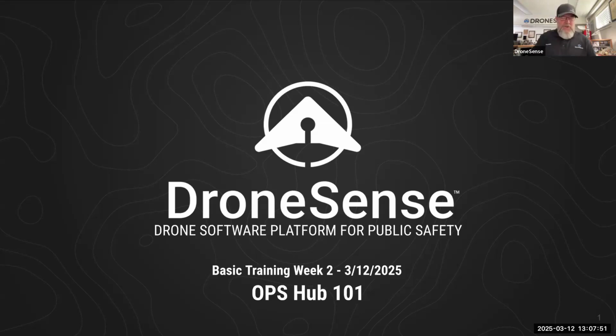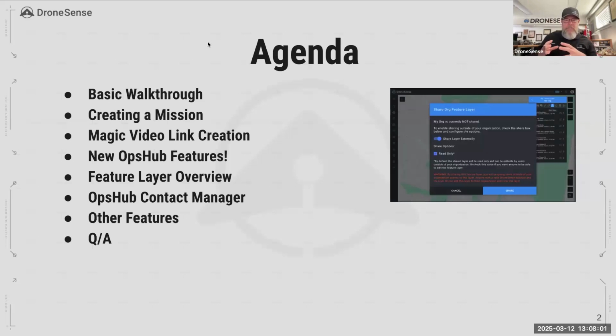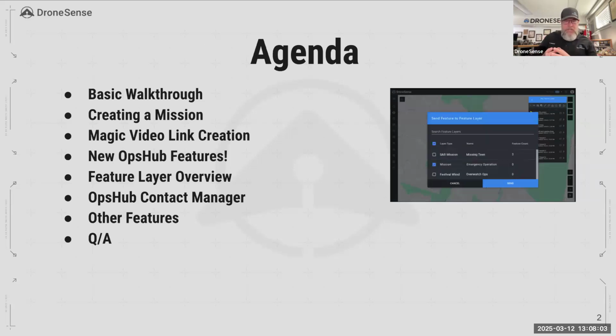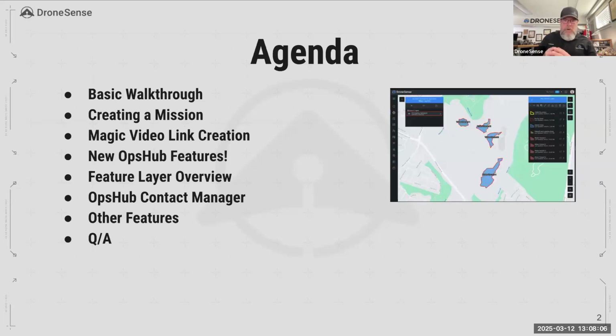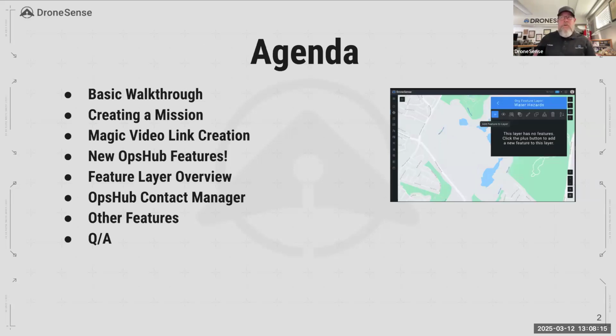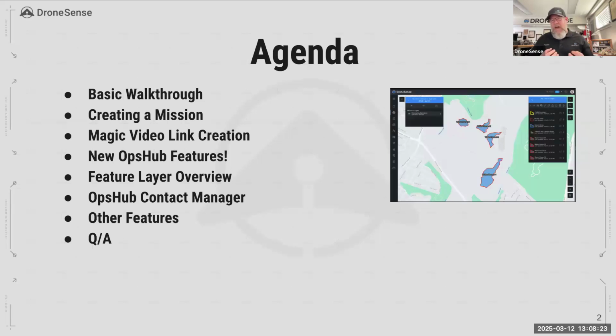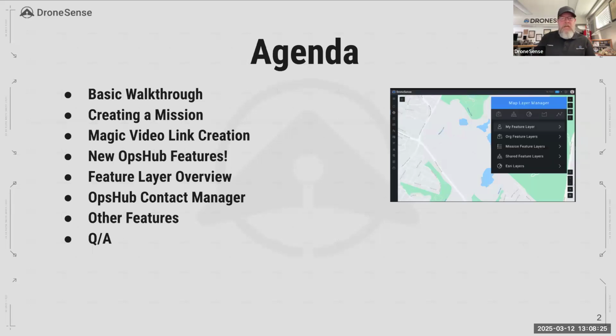So thanks again. So again, we are discussing OpsHub 101. Our agenda today, we're going to do a basic walkthrough or overview of the OpsHub environment in web. We're also going to talk very briefly about the new OpsHub mobile application that is currently available for iOS devices. We're going to talk about creating a mission, joining a mission with a shared mission code, and how to create a magic video link. We're also going to talk about some considerations of how we want to best use that magic video link.